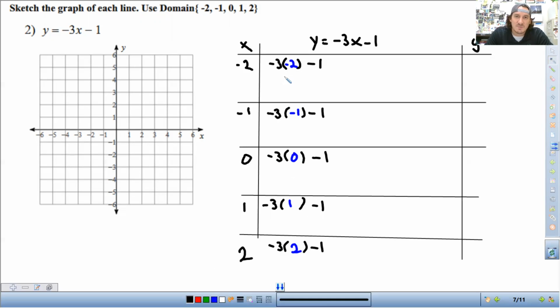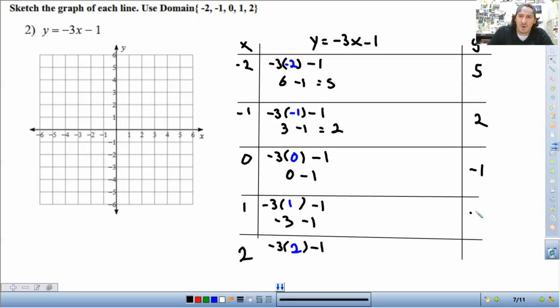-3 times -2 is +6, minus 1 is 5. -3 times -1 is +3, minus 1 is 2. -3 times 0 is 0, minus 1 is -1. -3 times 1 is -3, minus 1 is -4. -3 times 2 is -6, minus 1 is -7.